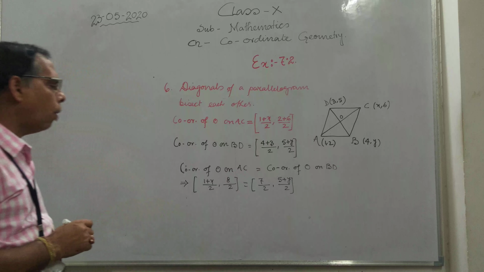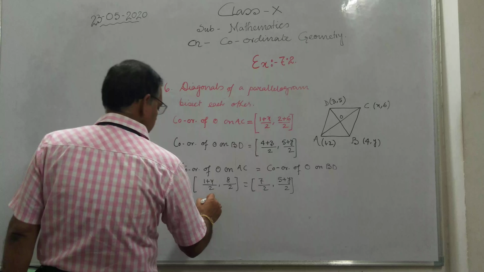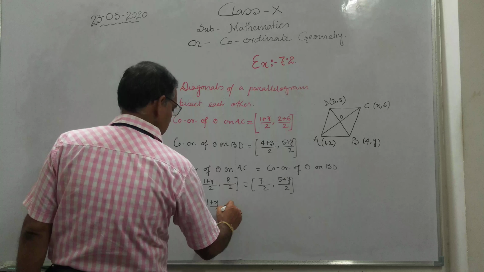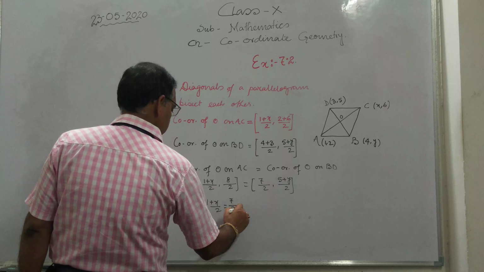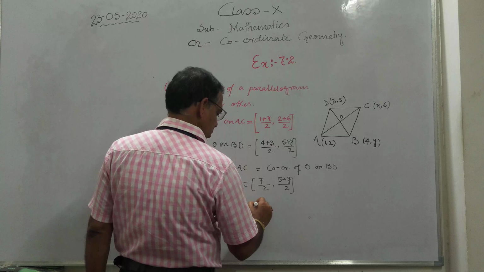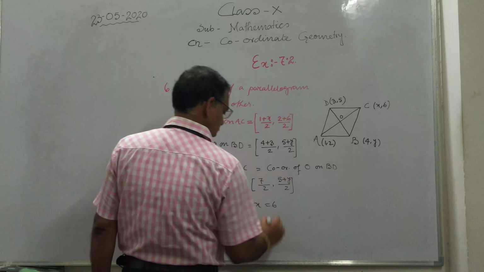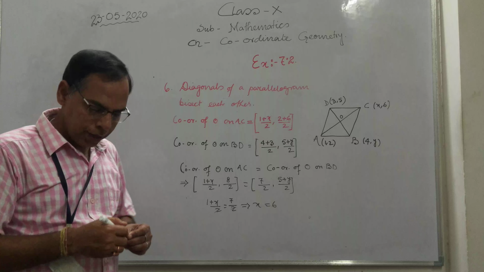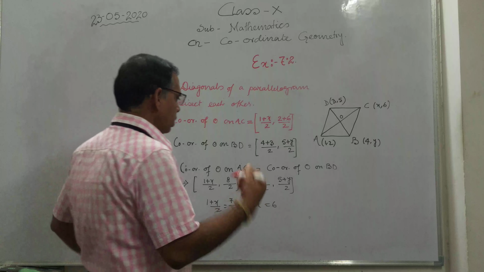And now you compare both sides. Then you see 1 plus x divided by 2 equal to 7 by 2. Ultimately, x equals 6. So we got x equal to 6. Then you compare this one.